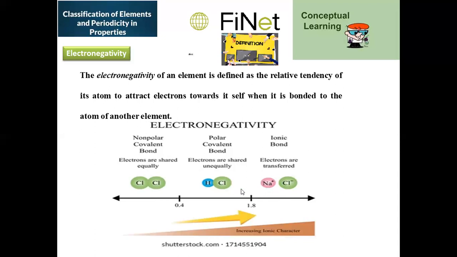In all the cases one of the elements is common, but the second element's nature will decide the nature of the bond formed. If the second element is also chlorine, no polarity. If the second element is hydrogen, polar covalent bond. If the second element is sodium, that is complete shifting, called ionic bond formation. This is the kind of nature. So bond nature will be completely predicted based on the criterion called electronegativity. That's the reason why electronegativity is the most important parameter to measure the type of bond and the nature of bond between the combining atoms.